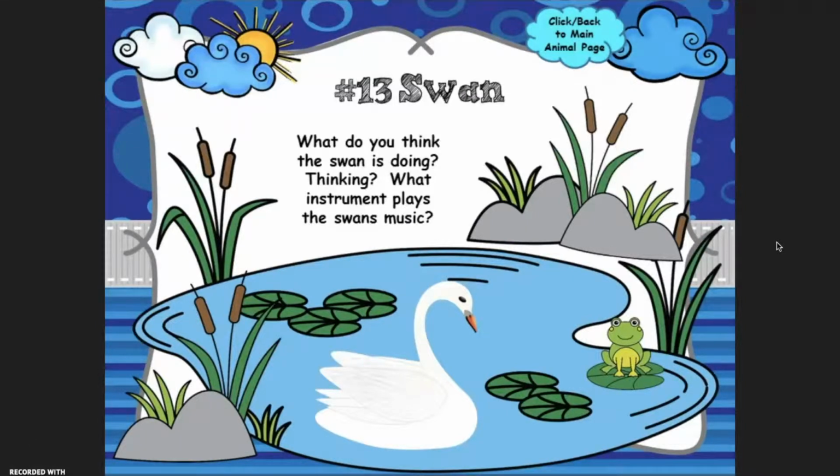Hello, second grade. Today we're going to talk about the swan, and I have to tell you, it is one of my favorite animals out of all of the Carnival of the Animals to listen to. It's a very peaceful sounding song, almost kind of makes you feel like you're going to fall asleep.